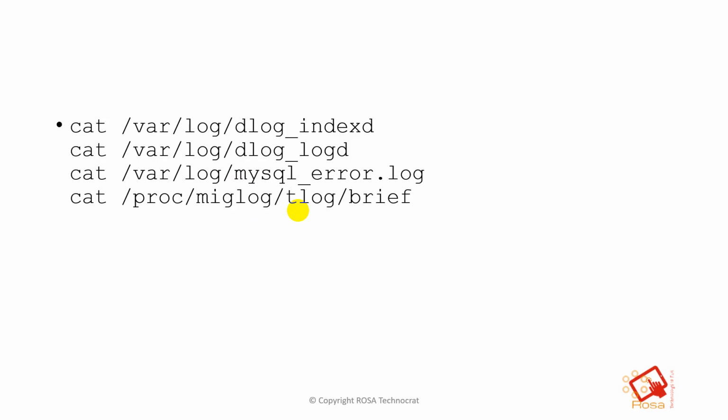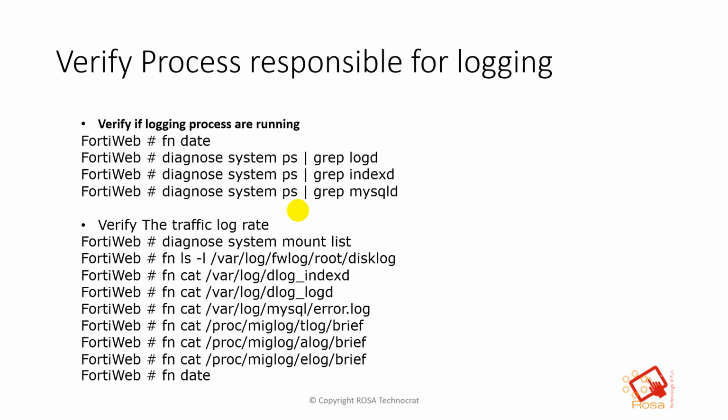So on FortiWeb there can be tlog, elog, and alog. Tlog is traffic log, elog is event log, and alog is attack log. So there are three different kinds of logs: tlog, alog, and elog. Okay, so you can see here, if you want to know the log rate per second and how many logs are sent or dropped, or whether FortiWeb was able to forward or generate the logs, then you can use this fnacat proc miglog tlog alog elog, whatever you want to know.